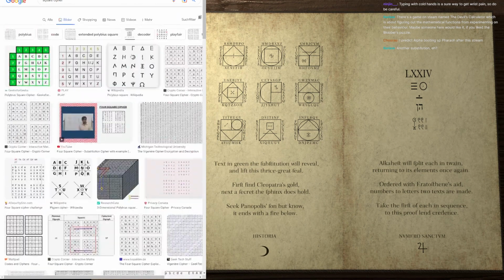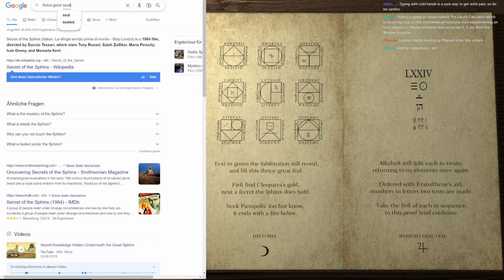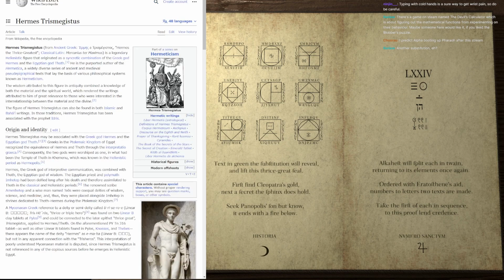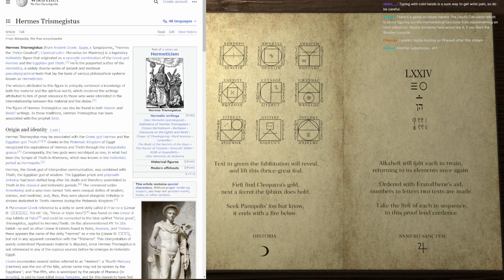The thrice great seal. Yeah, Hermes Trismegistus, that is a famous alchemical thingy. Hermes the thrice greatest is a legendary Hellenistic figure that originates as a syncretic combination of the Greek god Hermes and the Egyptian god Thoth. He's the purported author of the Hermetica, a widely diverse series of ancient and medieval pseudepigraphical texts that lay the basis of various philosophical systems known as Hermeticism.